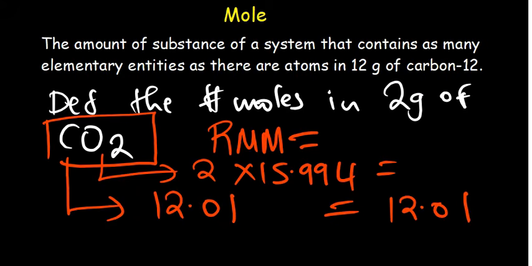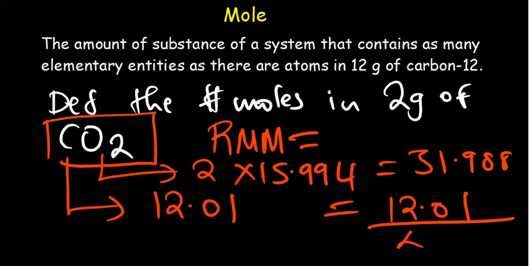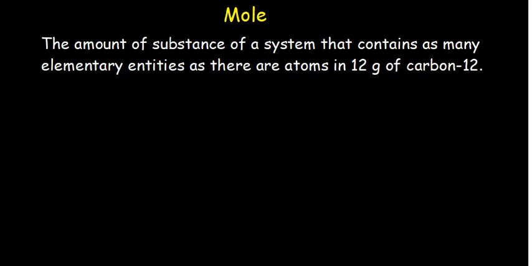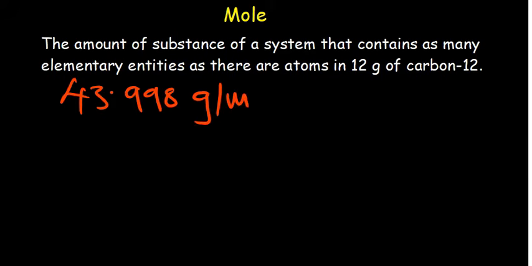15.994 times 2 gives 31.988. So you add the two to get the relative molecular mass, plus 12.01, so it's something like 43.998. The units for relative molecular mass or molar mass are grams per mole. So 43.998 grams per mole is the molar mass that we found for our carbon dioxide.